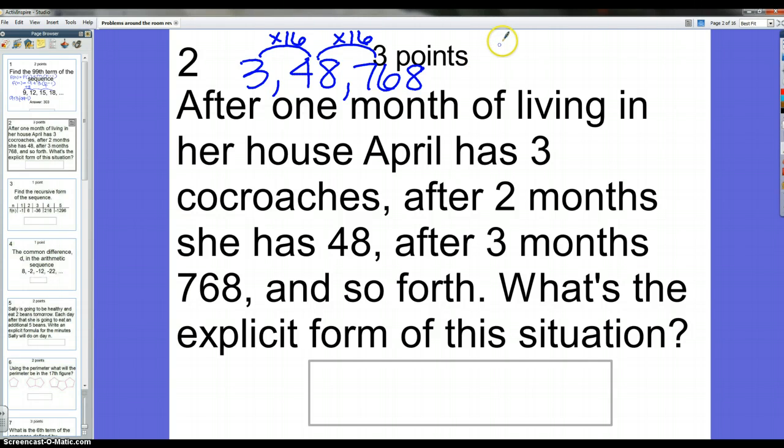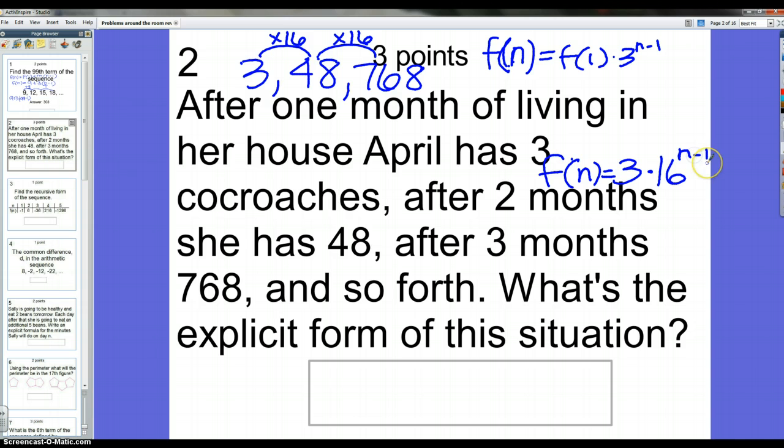So in this one, we're writing geometric. So geometric is Fn equals F1 times r to the n minus 1. It's timesing, therefore we need an exponent. So we're going to have Fn equals, the first term is 3, and then we're timesing 16. Since we're timesing, it has to be an exponent n minus 1. And it just wanted our explicit form, and that's what we have right there, and so we're done.